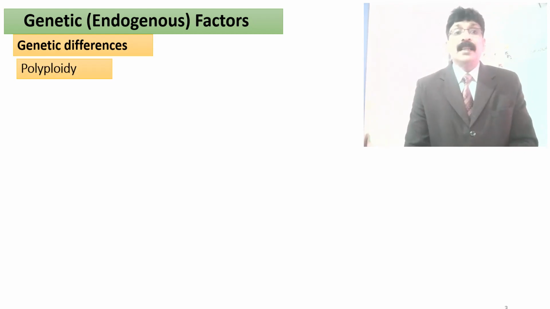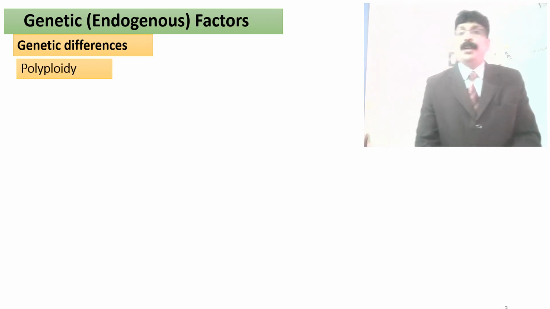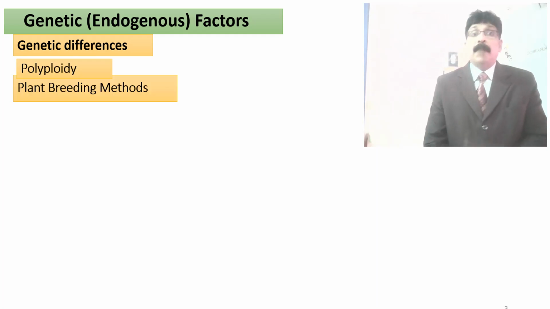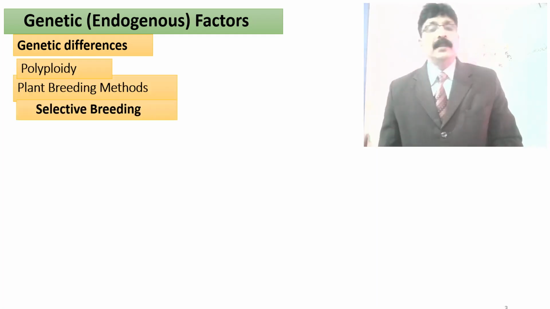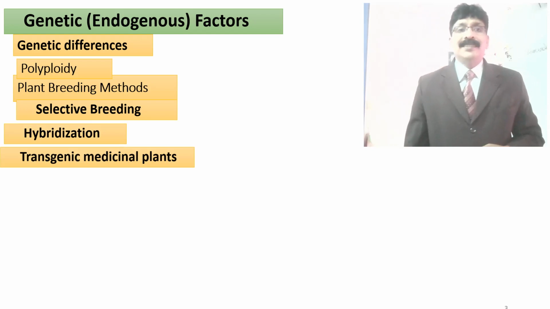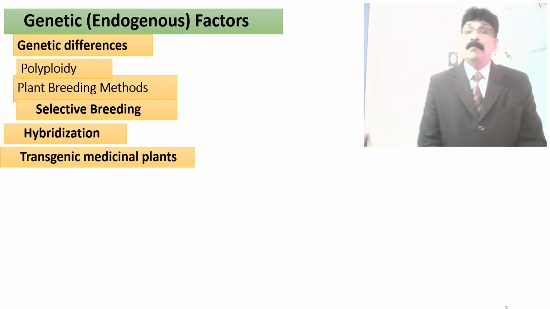The second factor affecting the variation of plants while cultivating and collecting them, growing them in different atmospheres, is the endogenous factor, that is the genetic factor. We are going to see genetic differences, polyploidy, and plant breeding methods, in that selective breeding, hybridization, and transgenic medicinal plants.